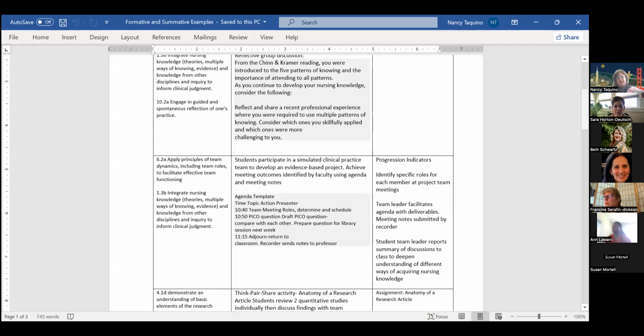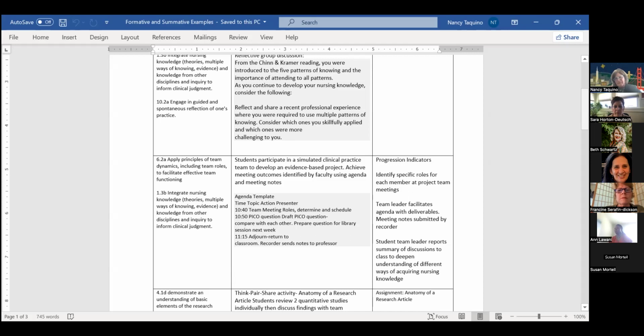Now we move down to the second one, where again they're applying principles of team dynamics, and again integrating nursing knowledge. This is more focused on the project teamwork. So they work in a team. They have objectives, or outcomes they're supposed to achieve at each meeting, and I give them an agenda that has very clear directions. And then I started thinking about what's the outcome from that? Why is that even important?